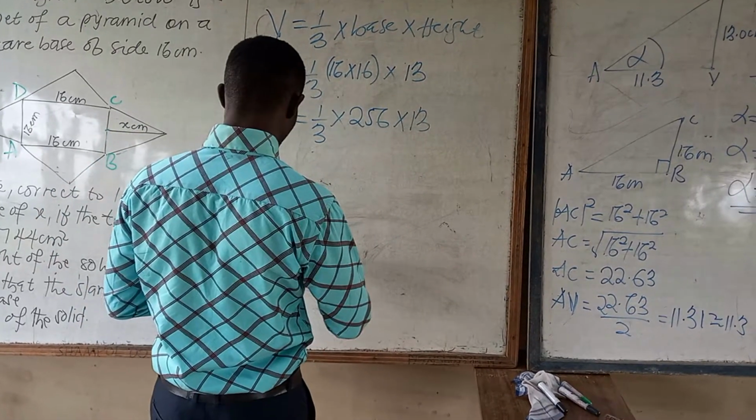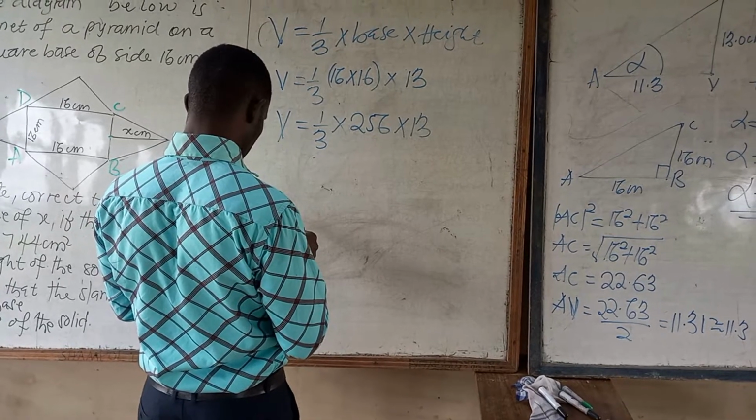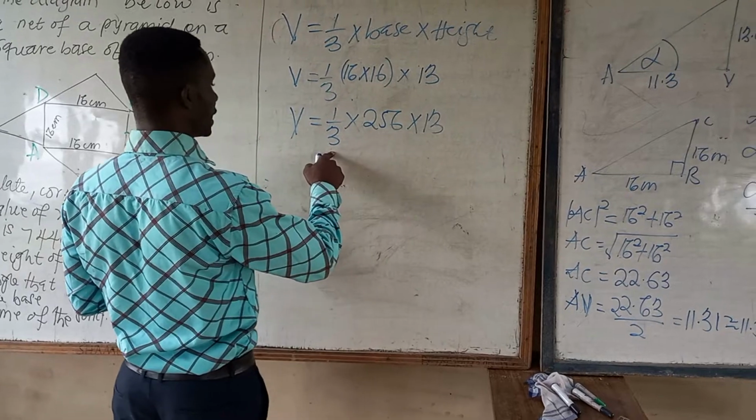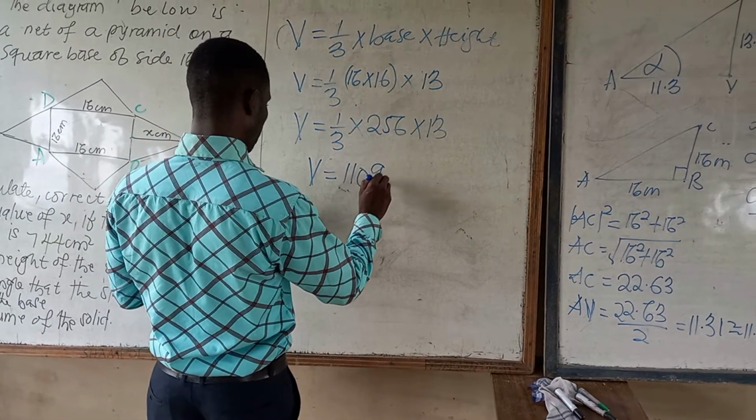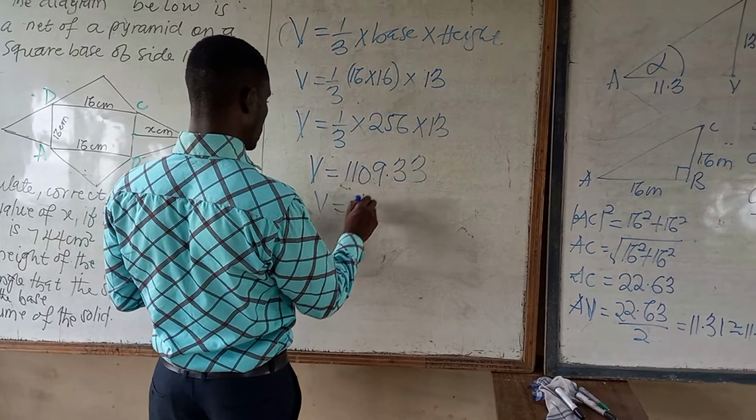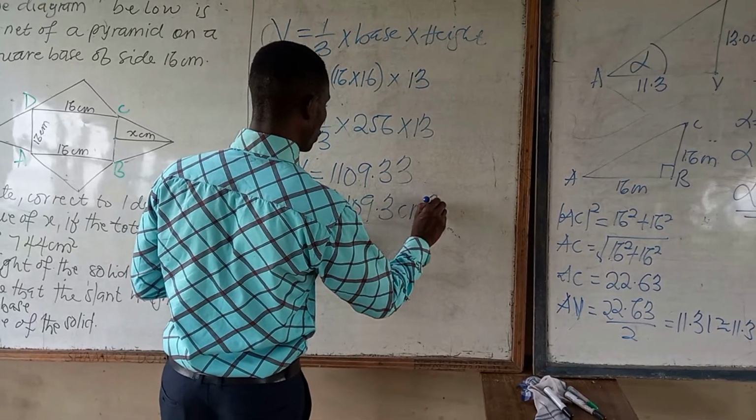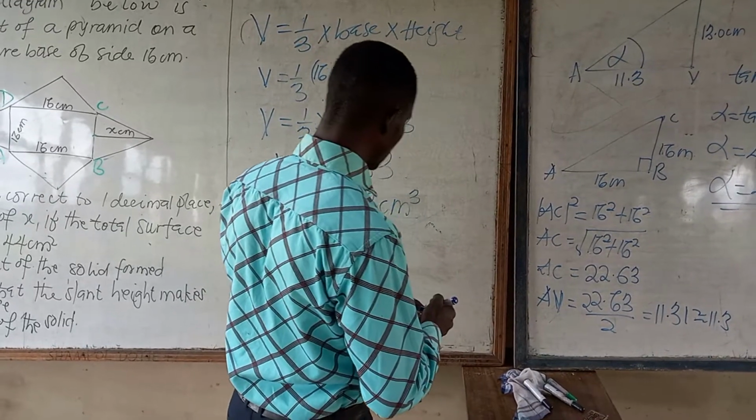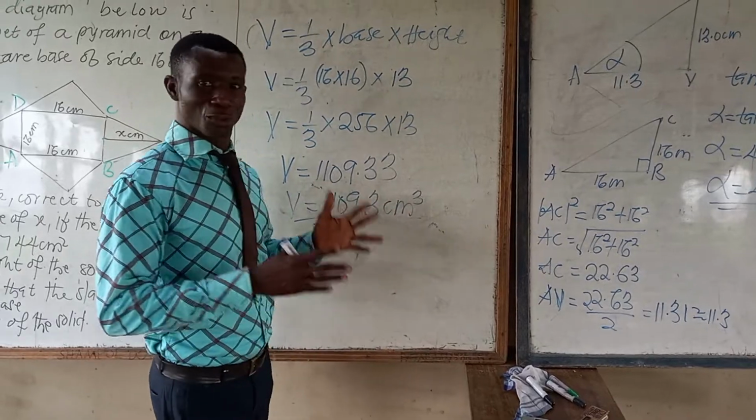So V is equal to, if you multiply 256 times 13 and divide the answer by 3, you get V is equal to 1109.33. So V is equal to 1109.3 centimeters cube. Don't forget, because it is volume, volume is measured in cubic centimeters or in cubic units. That's all. So this is what the question was demanding us to do.